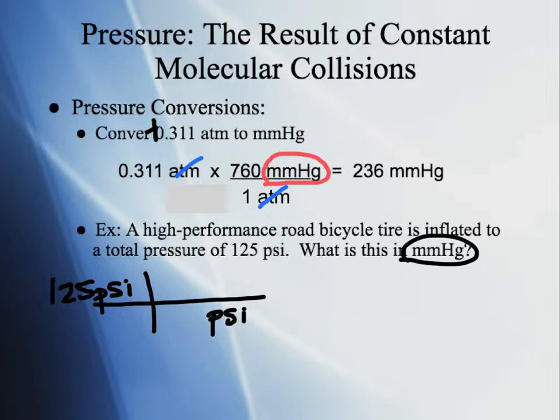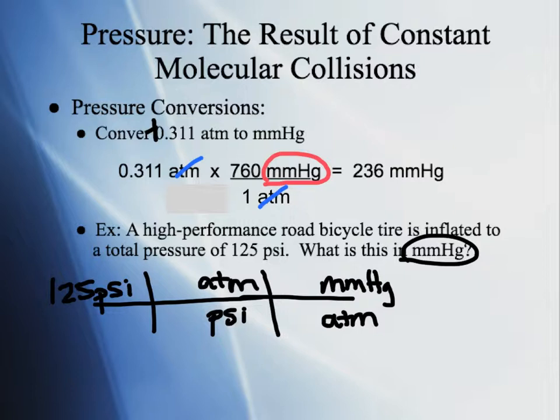Now, like I was saying before, we actually don't have a direct conversion between psi and millimeters of mercury. The one that we do have that's common to every one of them is atmospheres. So let's first convert to atmospheres. Okay, and then once we convert to atmospheres, we can cancel out atmospheres and get our millimeters of mercury.